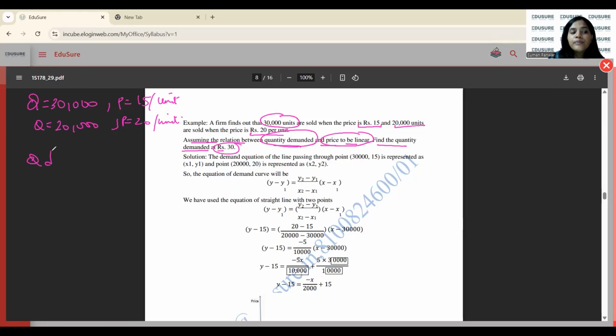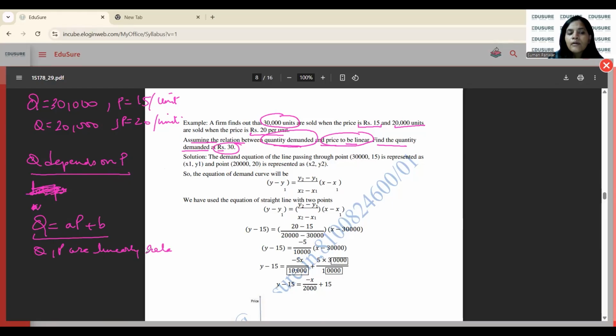So, Q depends on P. First of all, Q depends on P. So Q is expressed in terms of P. So Q will be equal to AP plus B, because Q and P are linearly related. Okay, they are linearly related to each other. So A and B are constants which we will be determining.